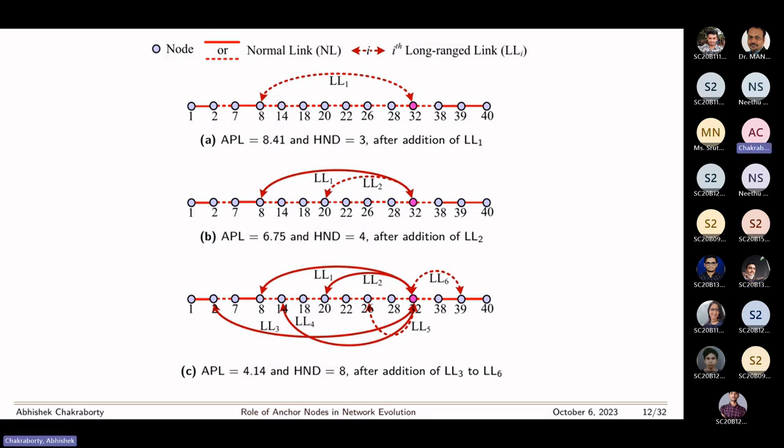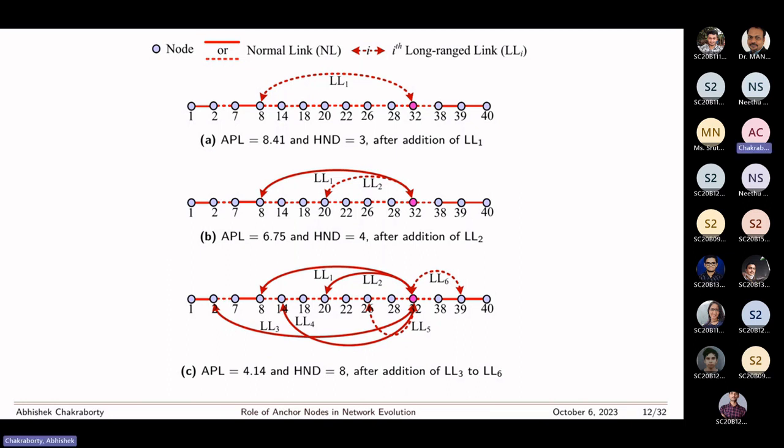Any question? Yes, sir. Yeah, please. Here, sir, you said that node 32 will attract the other nodes, meaning all the links are being added to 32. Yes. I didn't get why they are adding to 32 only, not to others.